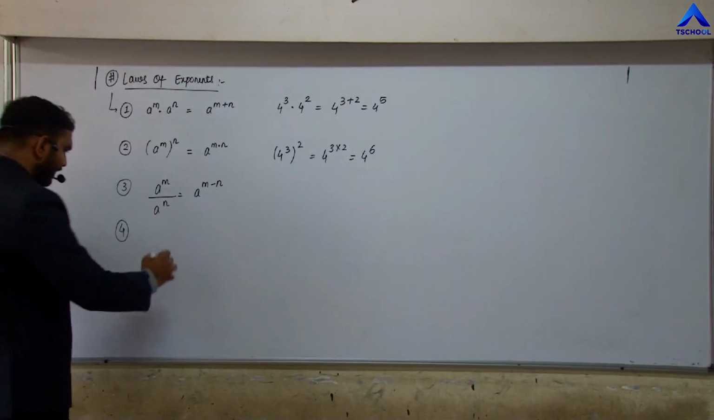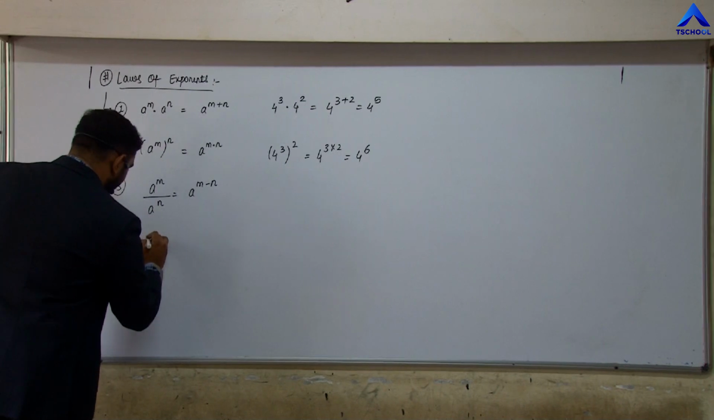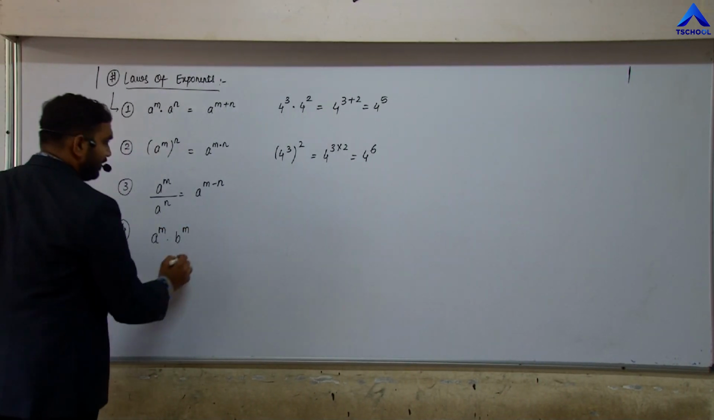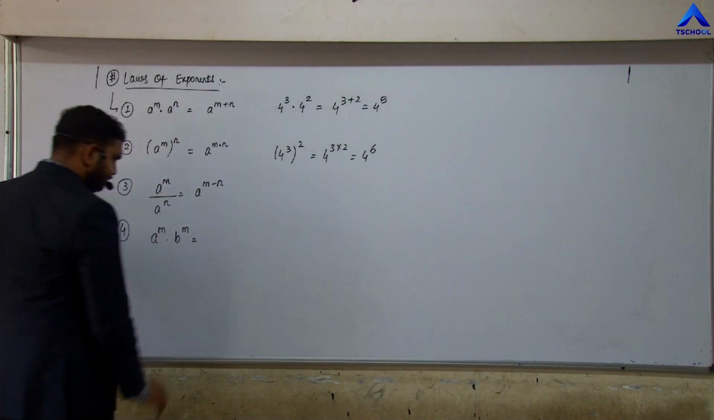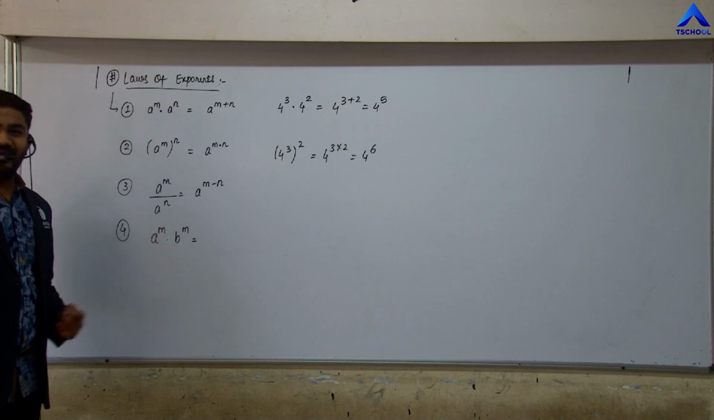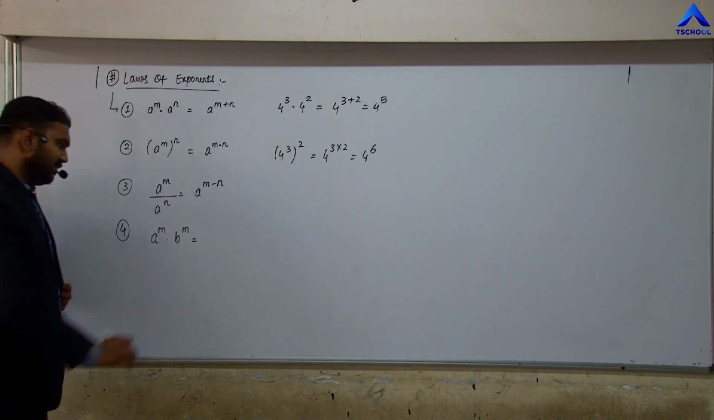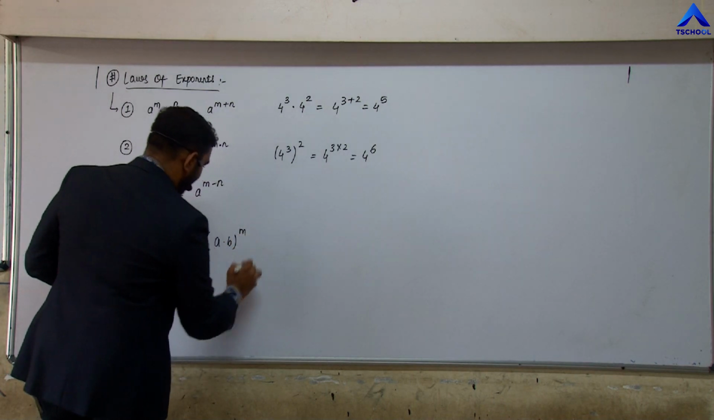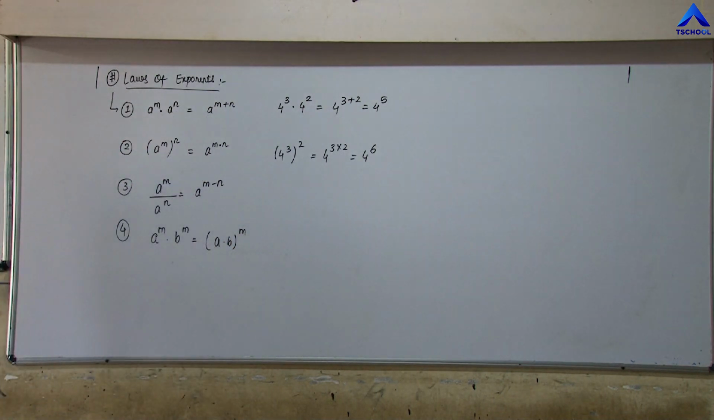And if I am having an example like a raised to m into b raised to m, right, then see here friends, the bases are different but the exponents are the same, the powers are the same. So in this case the bases will be multiplied and the power will become common, right?